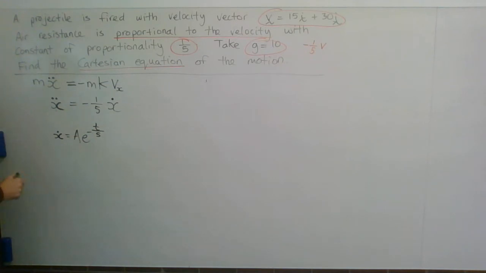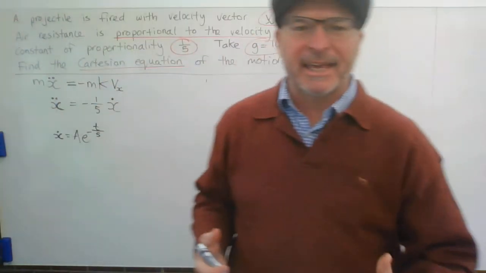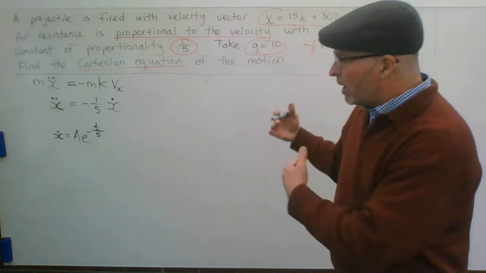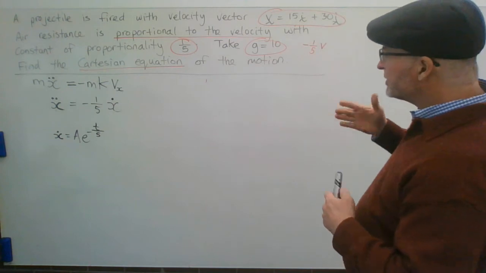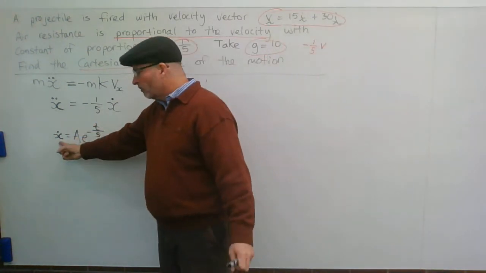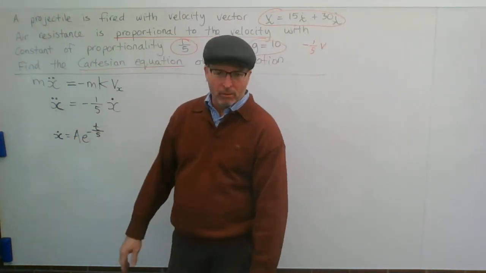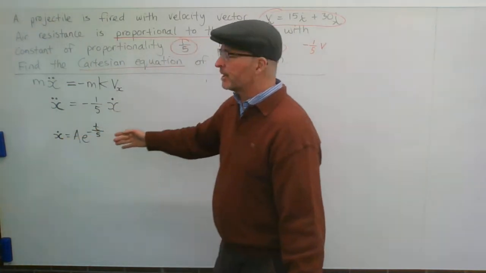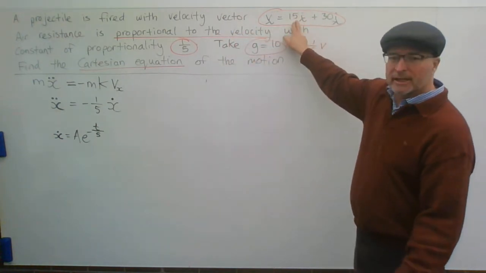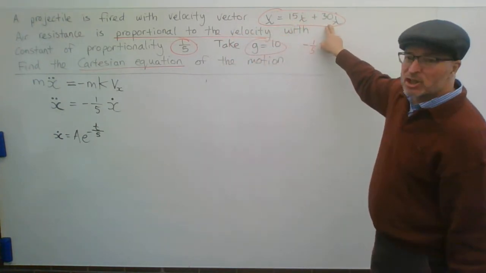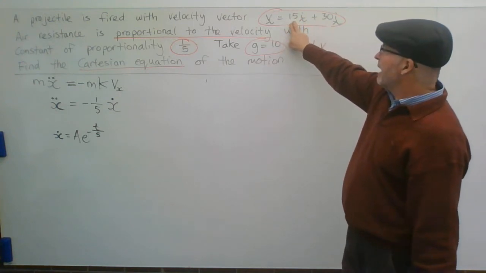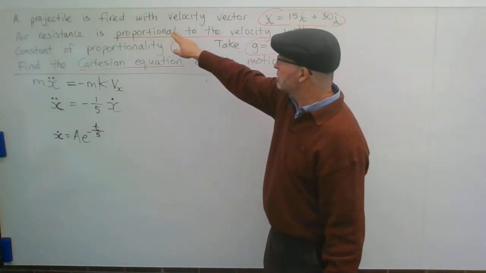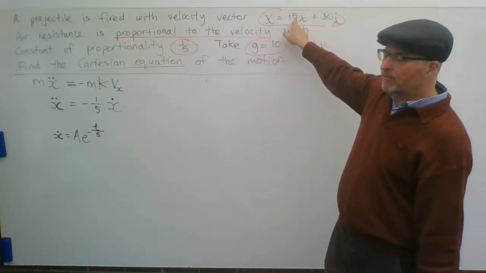And there we are. We'd just like to find out what A is, and we need to just put in the values that we know. So at time 0, what is the horizontal velocity? Well, horizontal is the i direction, vertical is the j direction. So at time 0, it's 15. See, the projectile was fired with that. So at the beginning, it's 15.